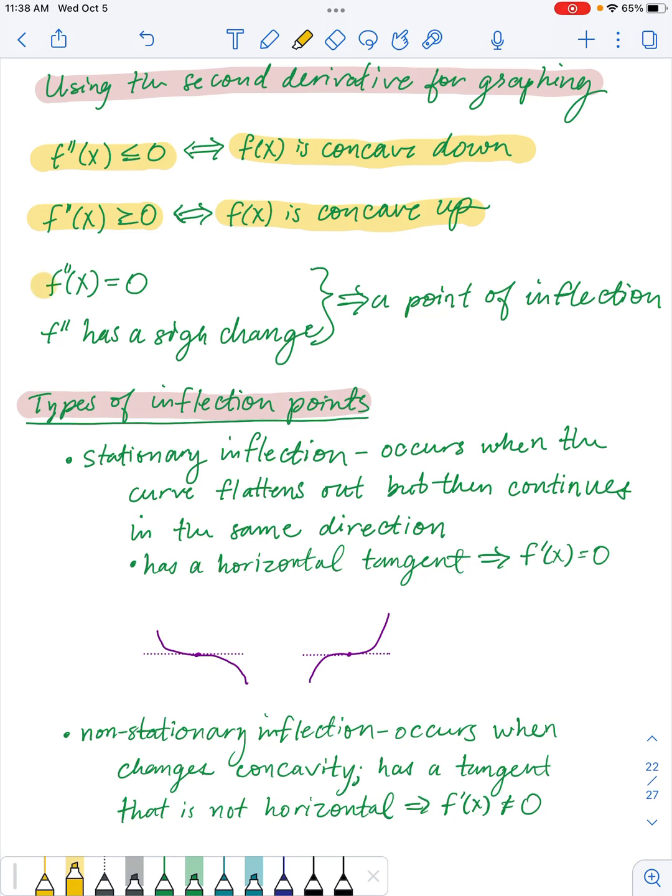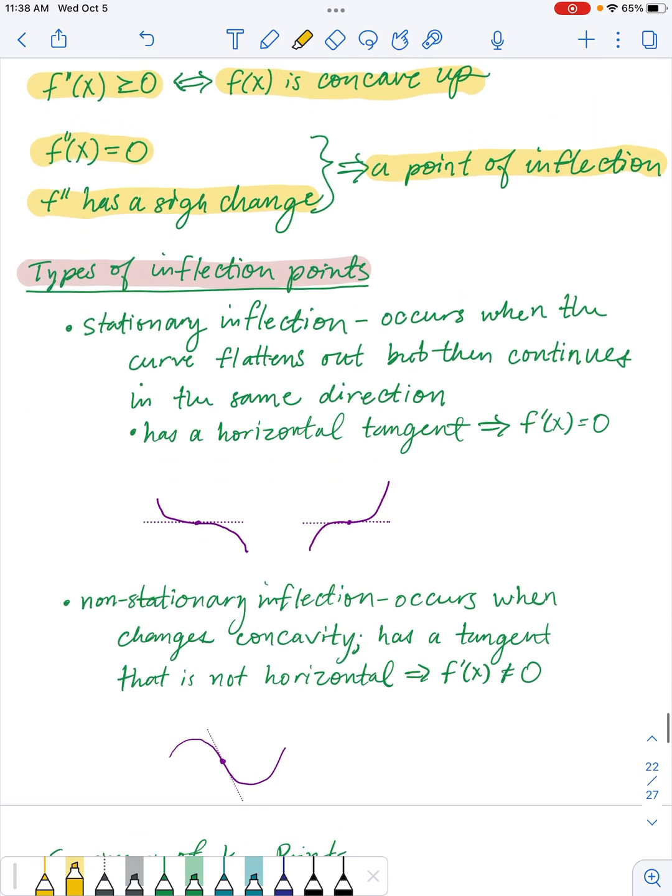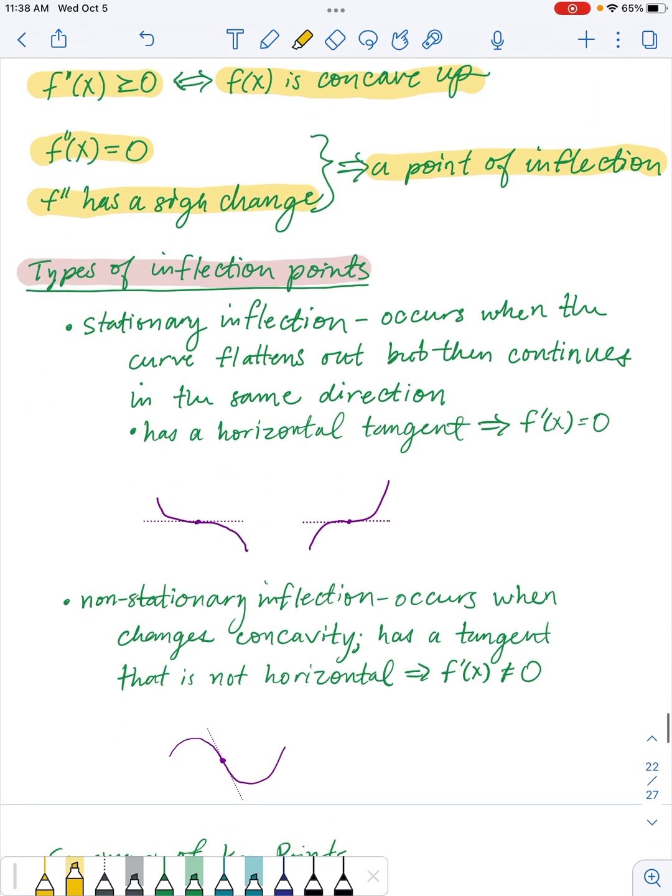The second derivative, if it's equal to 0 and there's a sign change, so we'll be doing the sign diagrams for the second derivative, then we have a point of inflection. So let's talk about points of inflection. We've got two types of inflection points. We have stationary inflection points, which we've already seen. A stationary inflection point has a horizontal tangent line.